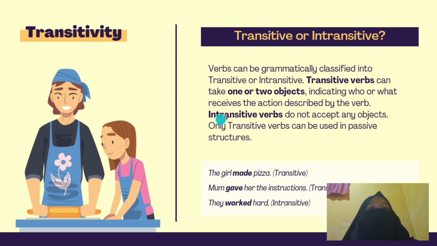Now, intransitive verbs do not accept any object. So you must remember: transitive verbs can take one or two objects. Intransitive verbs do not accept any object. Only transitive verbs can be used in passive structures.